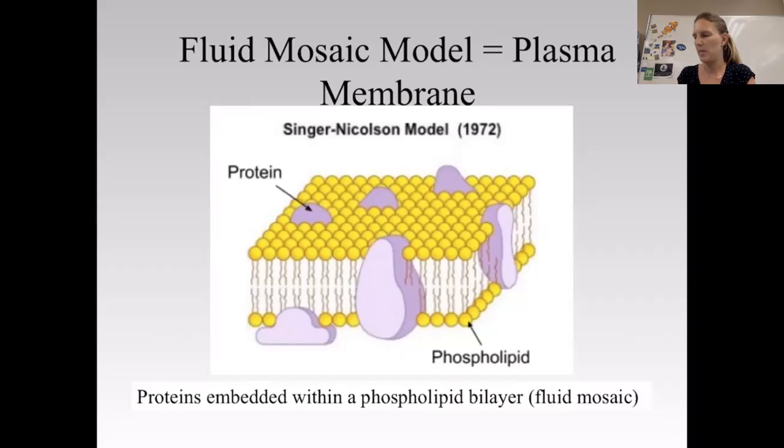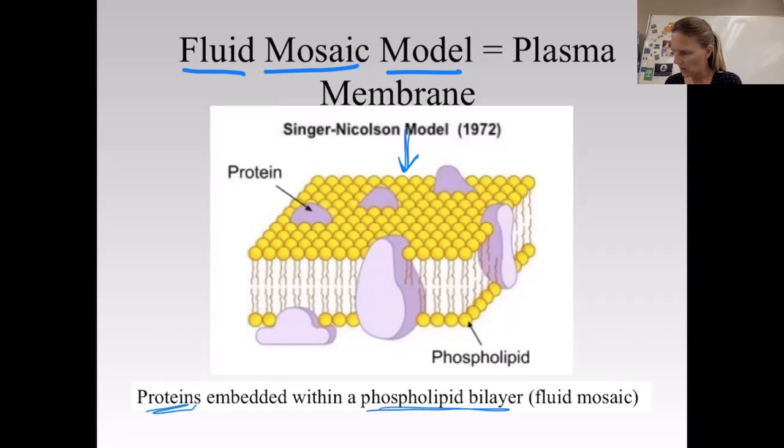And for the plasma membrane, the model that we follow for how we describe it is called the fluid mosaic model, right? This was proposed by Singer and Nicolson back in 1972. The model says that when you're looking down on the plasma membrane, it looks like a mosaic, like those glass pieces. The fluid mosaic model says that there are proteins embedded in a phospholipid bilayer.